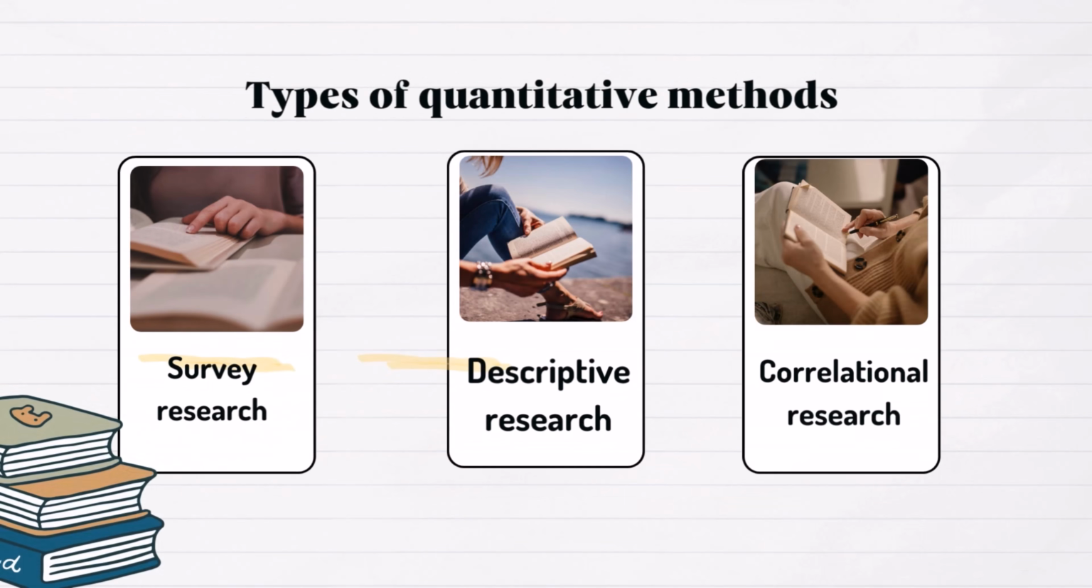Types of quantitative methods include: 1. Survey research. 2. Descriptive research. 3. Correlational research.